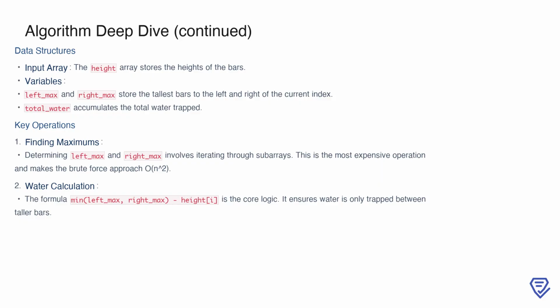The most computationally expensive operation is finding the maximum heights, as determining left_max and right_max requires iterating through subarrays for every bar. This repeated iteration is what contributes to the O(n²) time complexity. On the other hand, the water calculation itself, using the formula min(left_max, right_max) - height[i], is efficient and represents the core logic that ensures trapped water is only calculated when taller bars exist on both sides of the current bar.